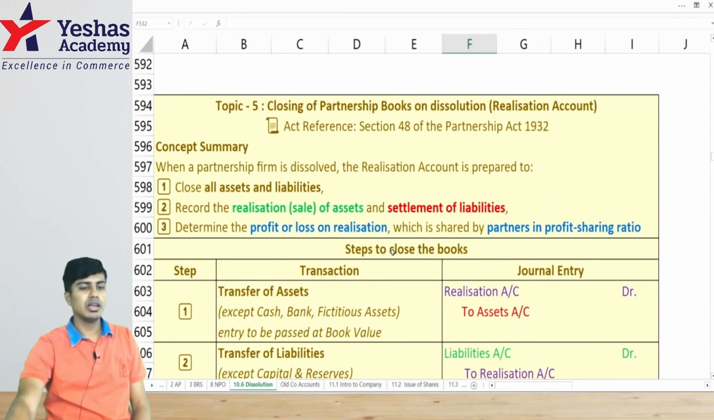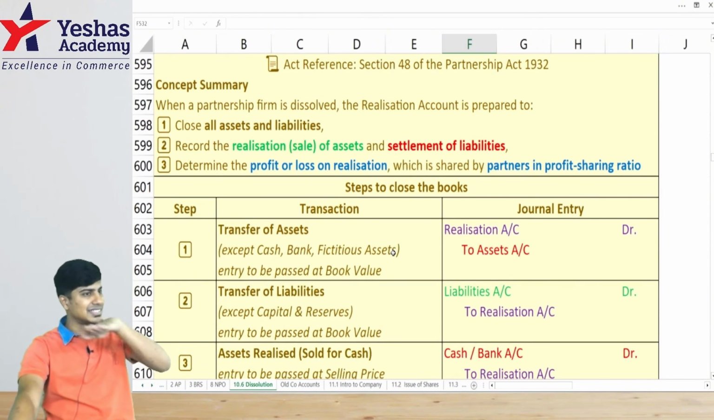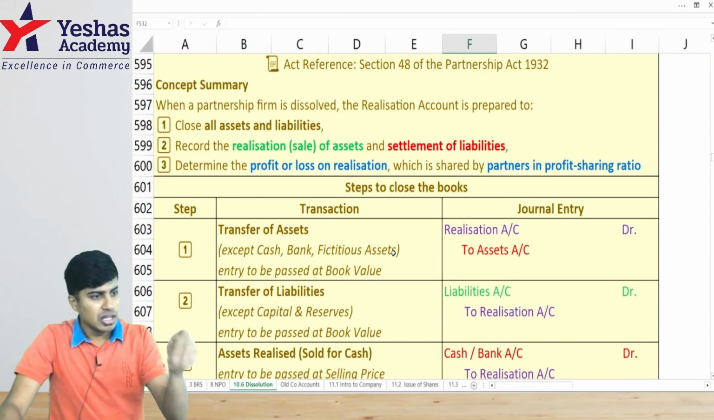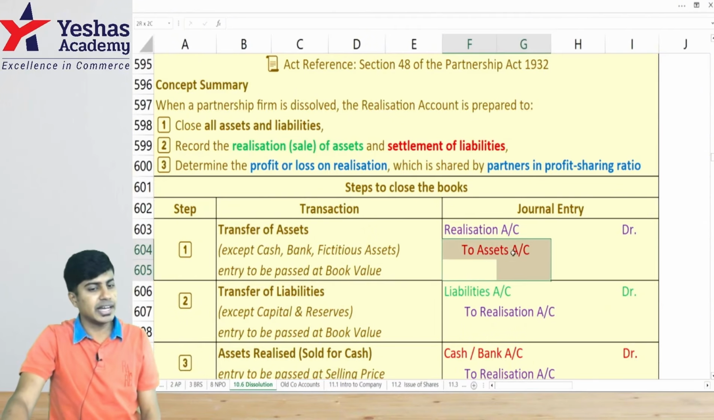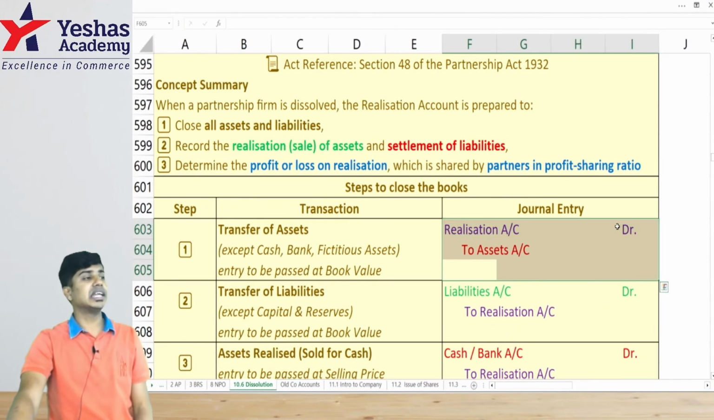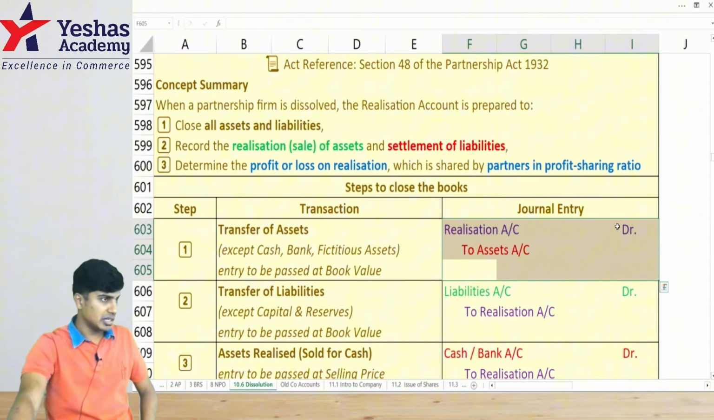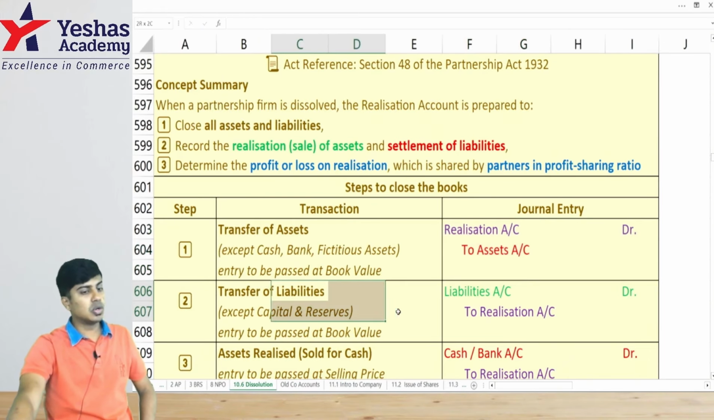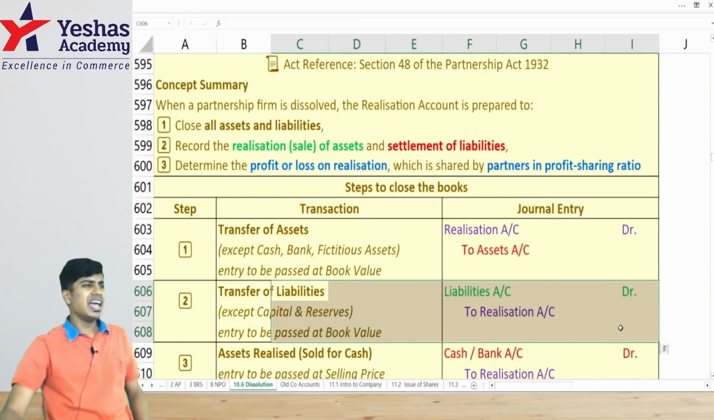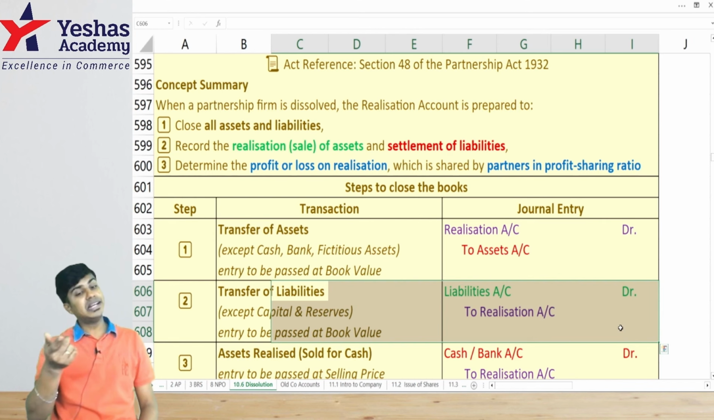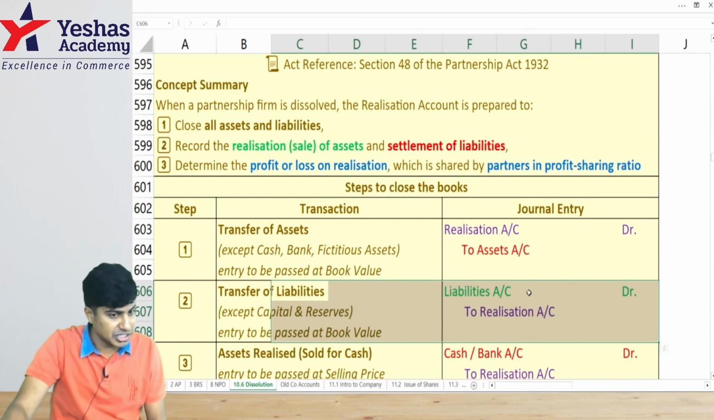What to do in the beginning? First, close all the asset and liability accounts by transferring them to realization. How do you close it? Assets will usually have a debit balance. If you have to close it, you would have to credit the asset. Entry will be realization account debit to asset. If you want to close the liabilities, what will be the entry? Liabilities will usually have a credit balance. If you want to close them, you would have to debit. Entry will be liability account debit to realization.